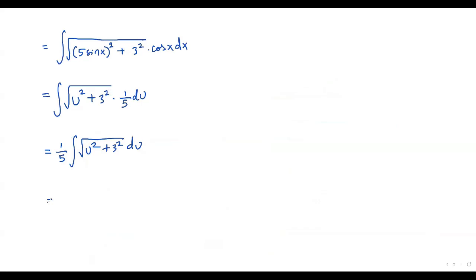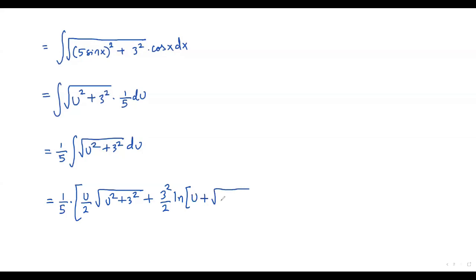Now let's get the integration of this one. That is 1 over 5 times x over 2. That means instead of x we have to write u over 2 times the square root of u square positive 3 square, positive a square over 2. But instead of a square we have 3 square, so we can write 3 square over 2 times the natural logarithm of x positive. That means instead of x we have u positive, and the square root of u square positive 3 square, positive the integral constant c.